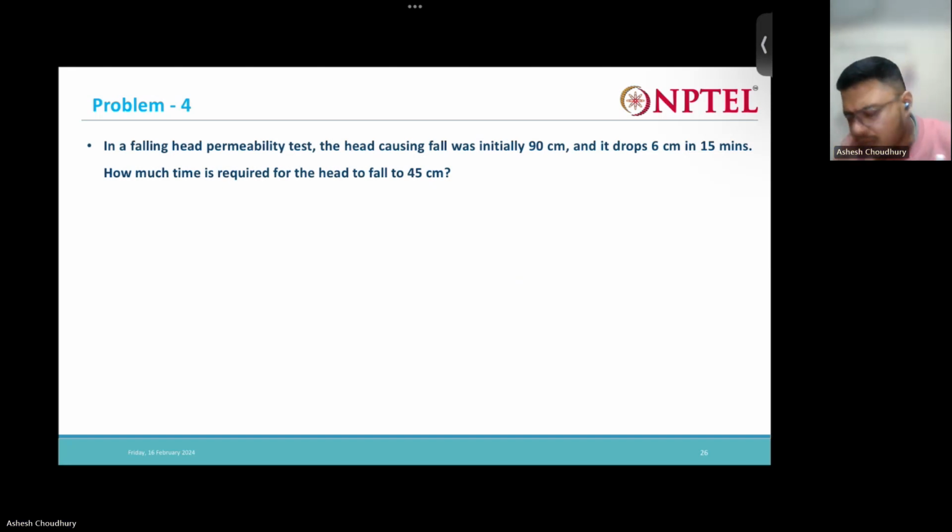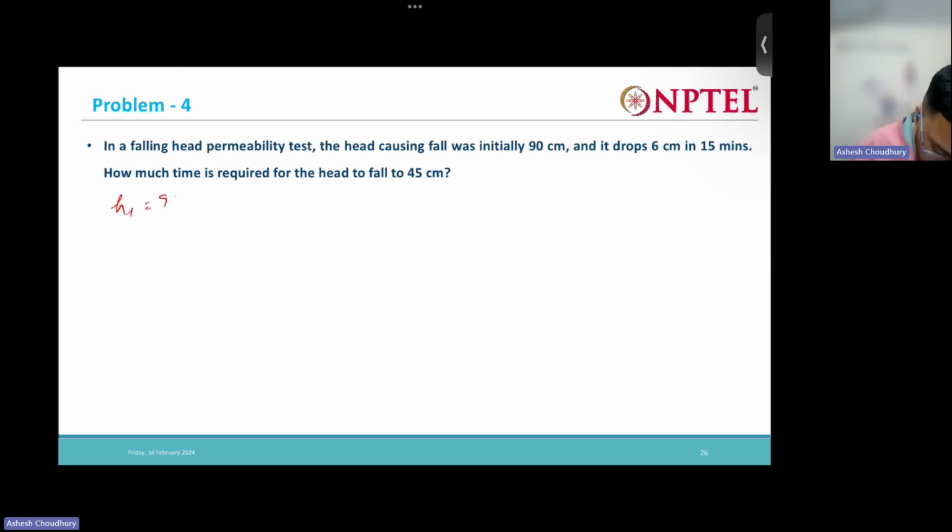But in this falling head test, the head loss keeps on changing. This head keeps on falling. But in the constant head test, the constant head difference is actually maintained. So how to solve for the falling head test? We already derived the equation. So let us just see what values are given.